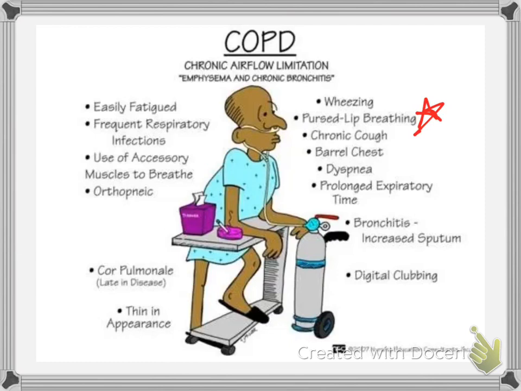They will have a chronic cough. You may end up seeing a barrel chest. We already talked about dyspnea. In some cases, they'll have a sputum. You will see digital clubbing, and remember, clubbing results from prolonged hypoxia. They may also develop cor pulmonale, or hypertrophy of the right side of the heart, and that is because the right side of the heart has to work harder in order to oxygenate the lungs. And you will also see usually a very thin appearance. A lot of times they're suffering from malnourishment.